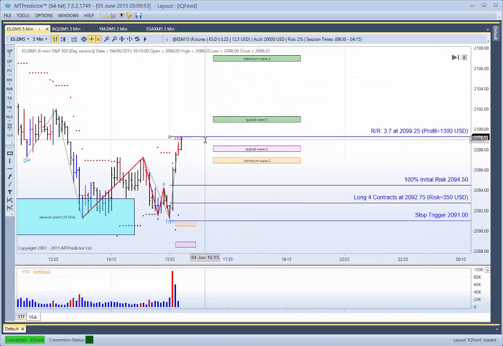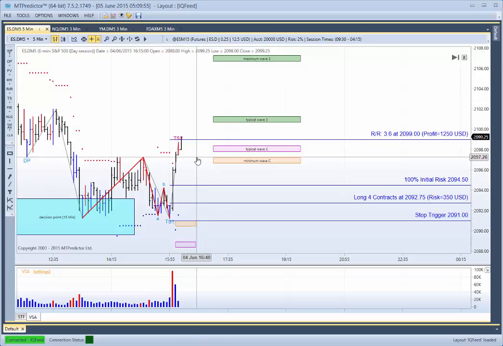WPT. Market never made it. You'd have come out on the close for approximately plus 3.6R. So another good trade. So 3.6R profit there.